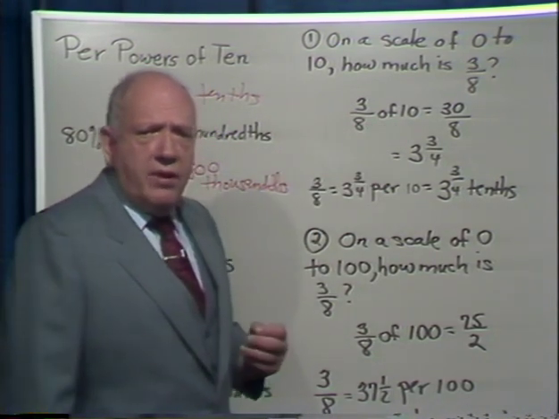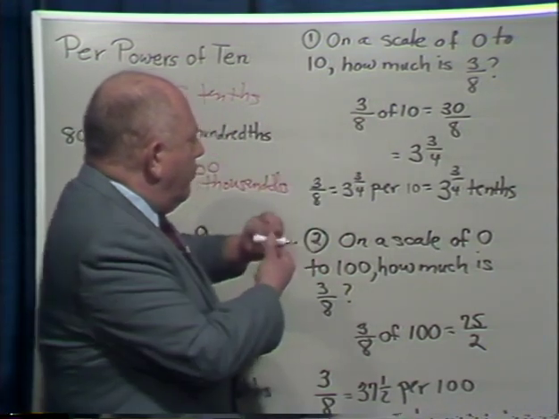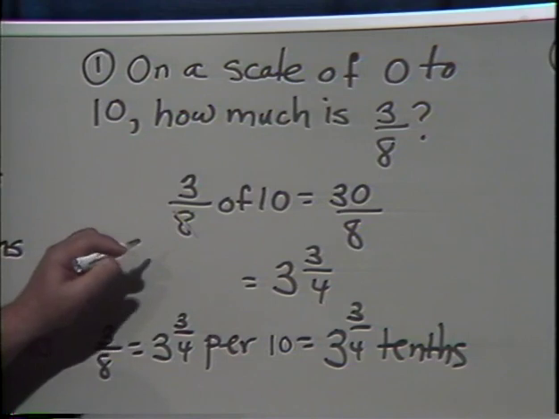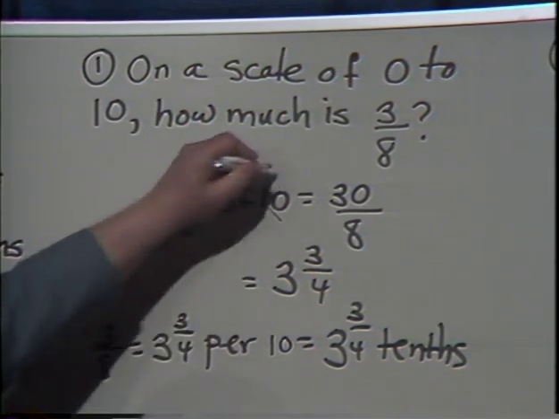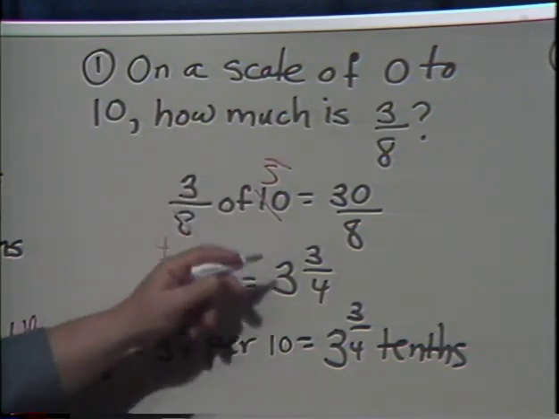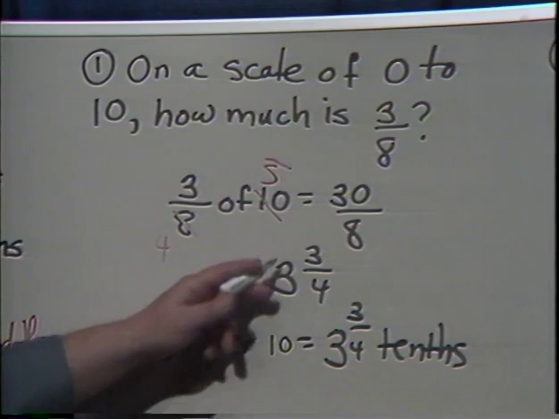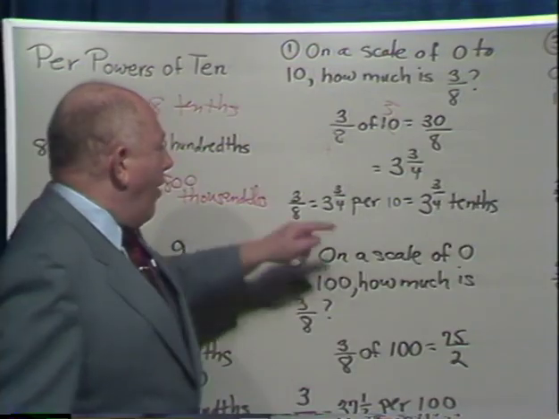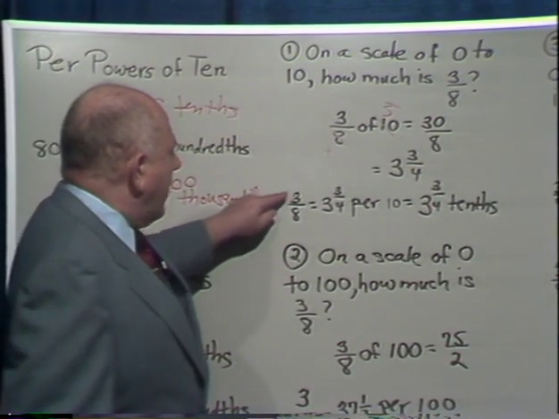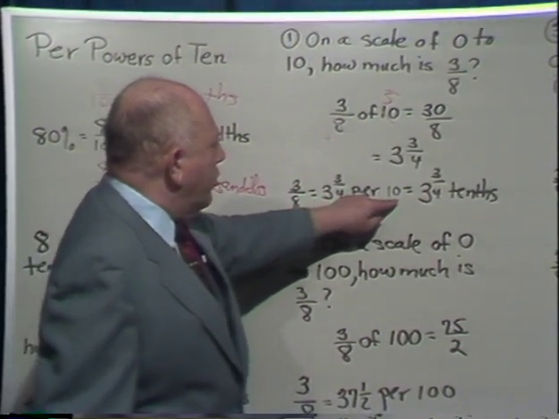That's precisely what we mean by 3/8 of 10, multiplying through here, or if you wish, you could divide through here by 2 and get 3/4 over 4/5 over here. In any event, 3/8 of 10 is 30 over 8, which is the same as 3 3/4. And all that means is at a rate of 3 out of every 8, you're taking 3 3/4 per 10.